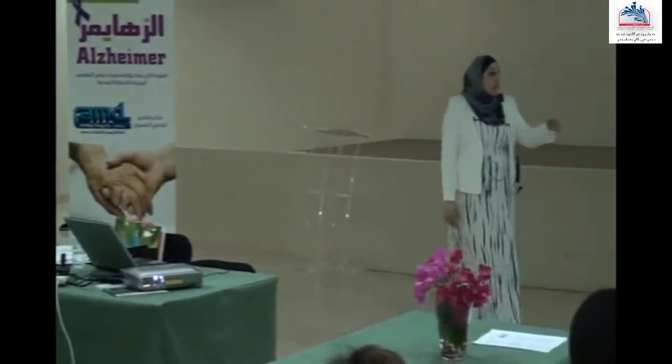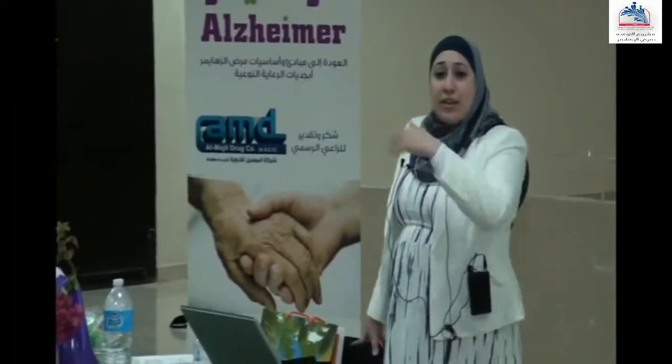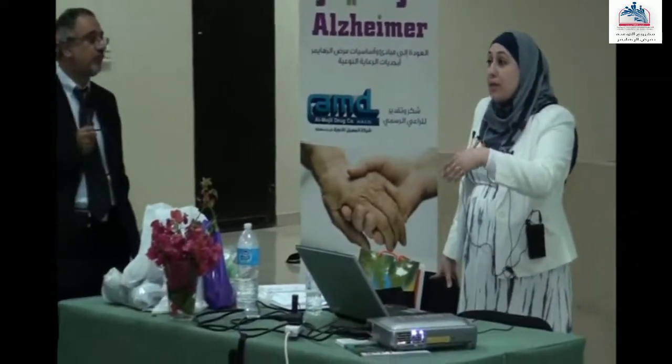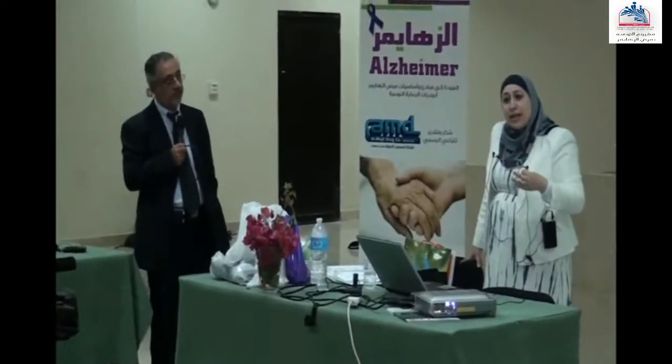Exiting or trying to leave, wanting to go home. So even if the person lives there, they want to go home. Okay. Showing fatigue, restlessness, sleep disturbances. Sometimes they're gathering things, they're shopping, if that's what it looks like. Hallucinations and delusions. Being suspicious and paranoid, which really affects the family because they think that you're trying to hurt them. They think that you're trying to steal from them. And so it's an unpleasant feeling to be accused like that.